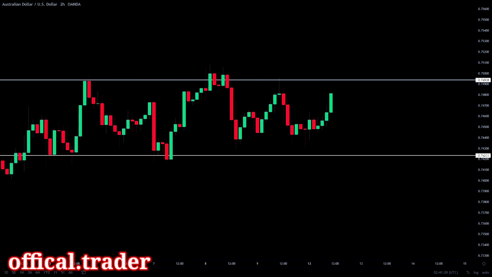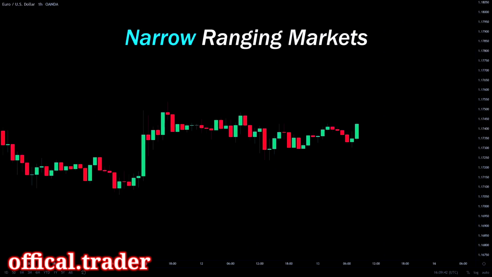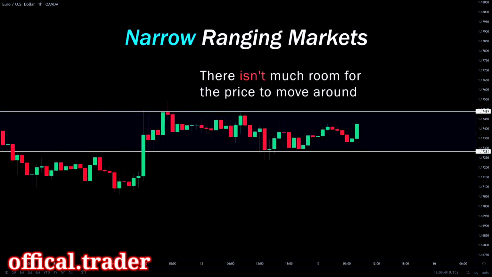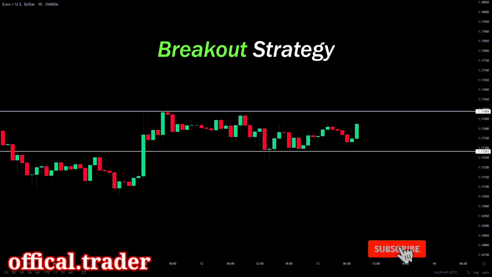Now moving on. Another type of ranging market that you may encounter is called a narrow ranging market, which is when the distance between the upper and lower levels is too narrow. As a result, there isn't much room for the price to move around. This means that you won't be able to trade it using the key level bounce strategy that I showed you earlier. And so the best way to take advantage of this type of ranging market is to trade it using a breakout strategy instead.